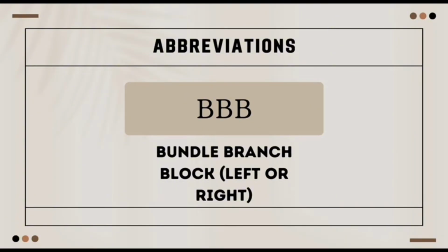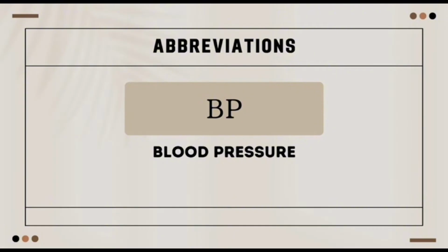The term block refers to the obstruction or delay in the electrical impulses passing through the affected bundle branch. The specific location of the block is indicated by the prefix left or right before the term bundle branch block. The use of medical abbreviations like BBB helps healthcare providers to communicate quickly and accurately about complex medical conditions and treatments. Next, the abbreviation for blood pressure (BP) is derived from the medical term blood pressure.